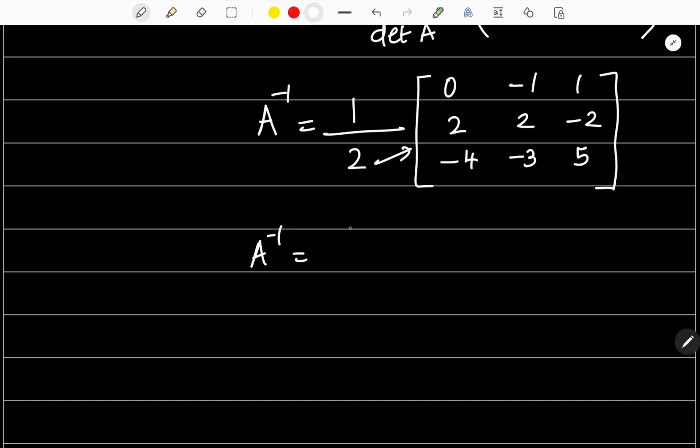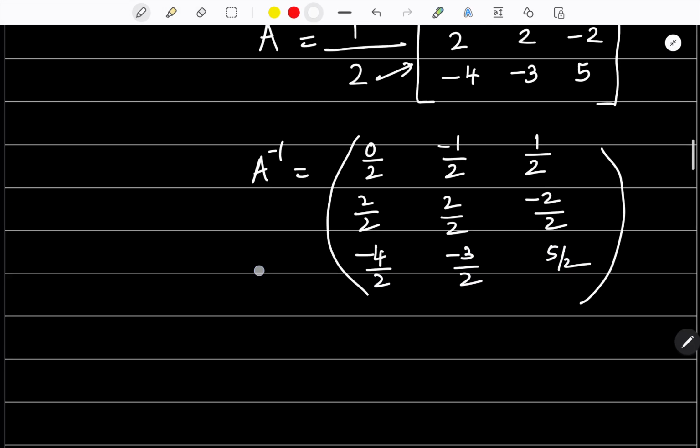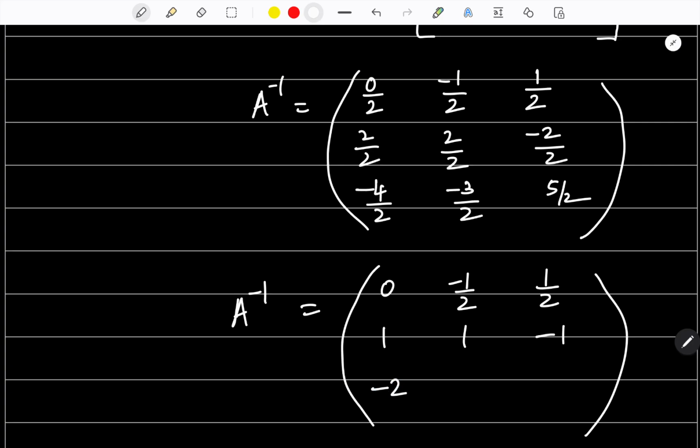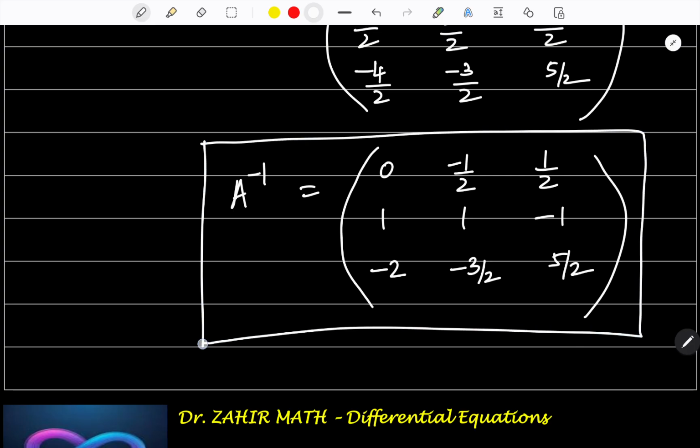Right. So open the matrix. 0 divided by 2, minus 1 divided by 2, 1 divided by 2; 2 divided by 2, 2 divided by 2, minus 2 divided by 2; minus 4 divided by 2, minus 3 divided by 2, 5 divided by 2. If you are able to simplify, simplify please. So this equals 0 by 2, 0. This is no simplification, no simplification. 2 by 2 is 1, 2 by 2 is 1, this is minus 1. 4 by 2 is minus 2, and this is minus 3 by 2, and this is 5 by 2. So this is your A inverse of the given matrix.